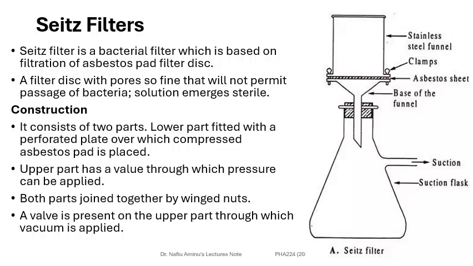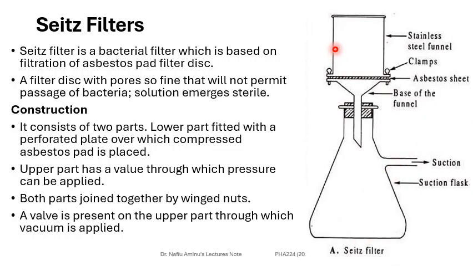The next filters are what we call Seitz filters. The Seitz filter is a bacteria filter which is based on filtration through an asbestos pad filter, similar to that for the sintered glass filters. In this one, we have a filter disc with pores so fine that it will not permit passage of bacteria and allows solutions to emerge at the receiving end as a sterile solution. So you can see they are very similar to the sintered glass filter.